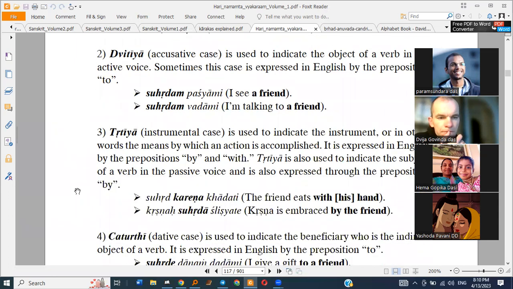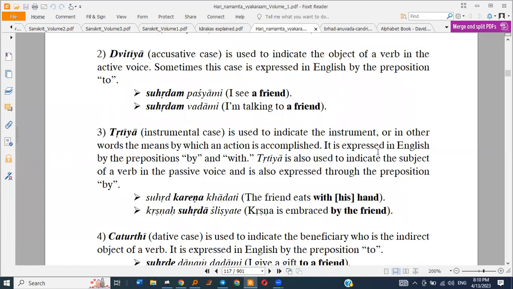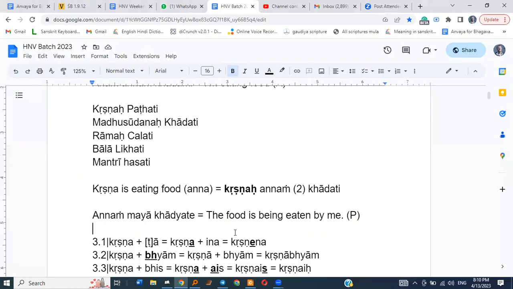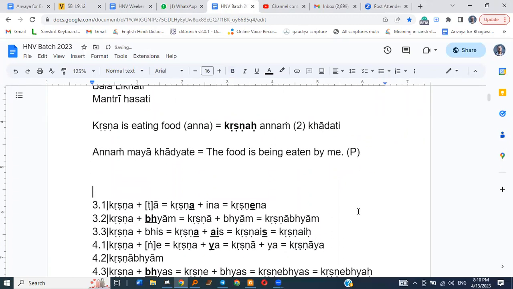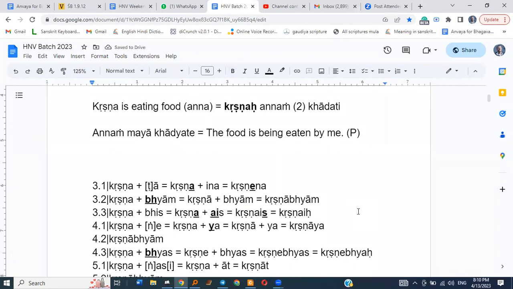The third case is called the instrumental case. It is used to indicate the instrument, or in other words, the means by which an action is accomplished. Karturadhinam prakrishtam sahayam karanam. It is expressed in English by the prepositions by and with. Tritiya is also used to indicate the subject of a verb in the passive. We can leave this one. So the third case is used to indicate the instrument. Instrument is that which helps the doer, the subject, in the accomplishment of the action.